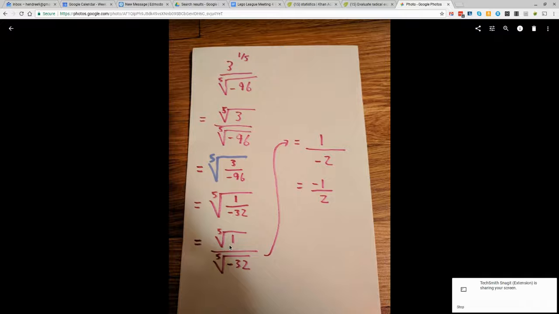and break it up again. And the reason is because I know I can take the 5th root of 1 and I can take the 5th root of 32. So the 5th root of 1 is just 1. The 5th root of negative 32 is negative 2.